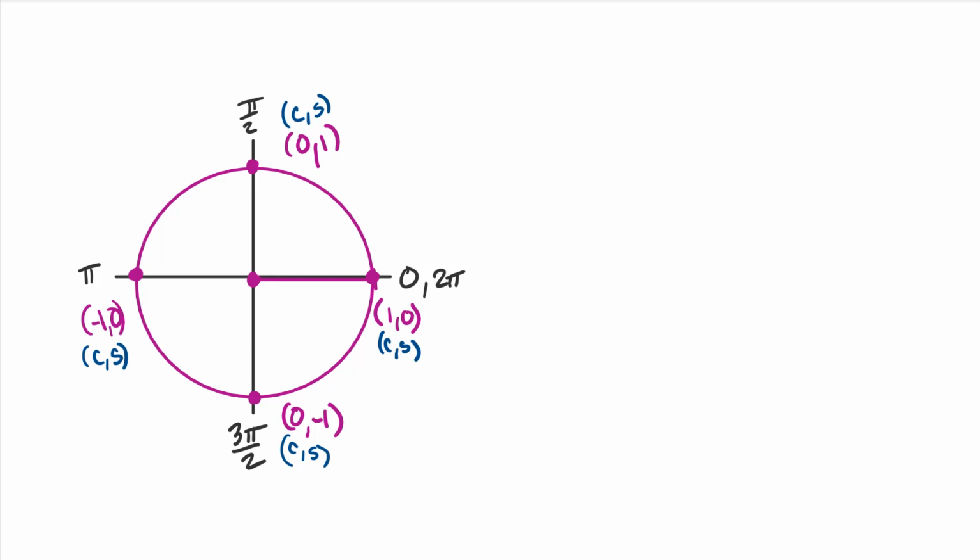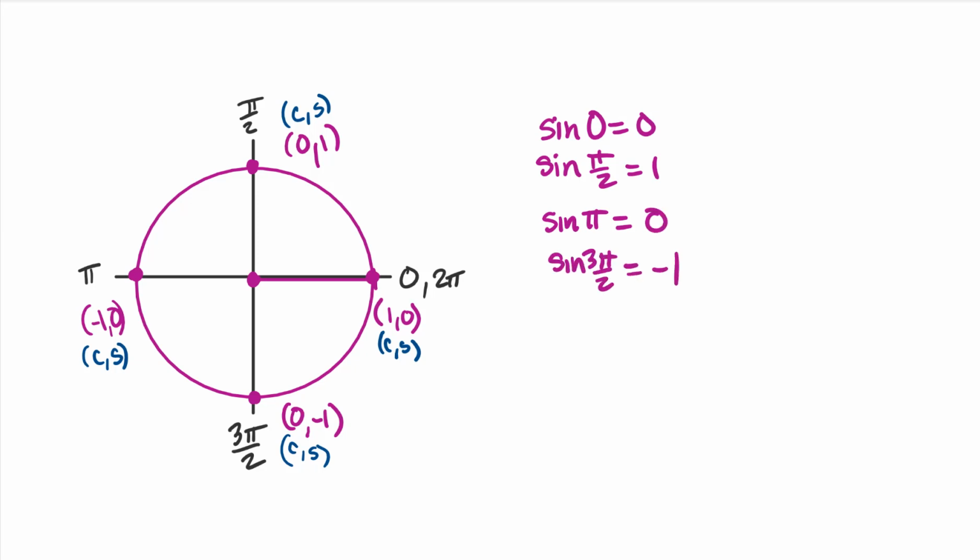I'm going to write down a few things. I'm just going to talk about sine for a second. Sine of 0 is equal to 0. Sine of pi over 2 is equal to 1. Sine of pi is equal to 0. Sine of 3 pi over 2 is equal to -1. And sine of 2 pi is equal to 0, back around in the circle.